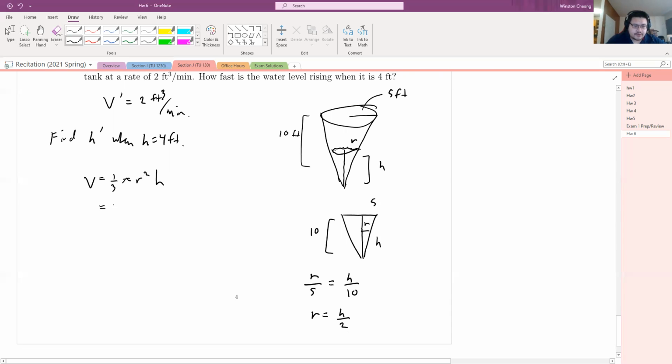Okay, so I'm going to end up with 1/3 pi. And then, if we square this, we get H squared over 4. But there ends up being an extra H there, so I'm just going to combine that together, and I'm going to get H cubed over 4. Okay, so we end up with this equation. This equation, in fact, holds true for all time.